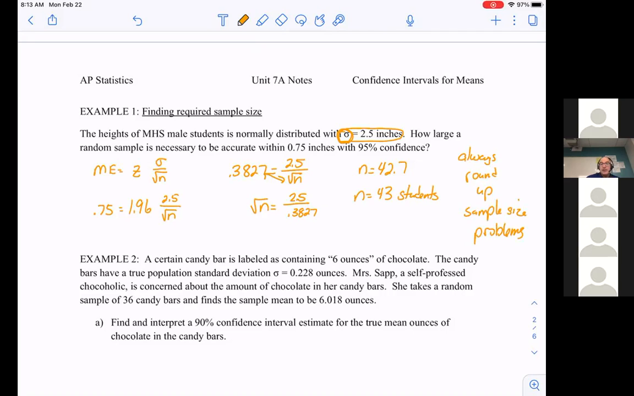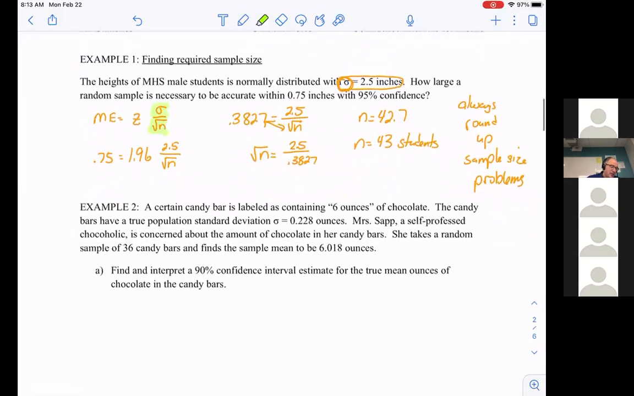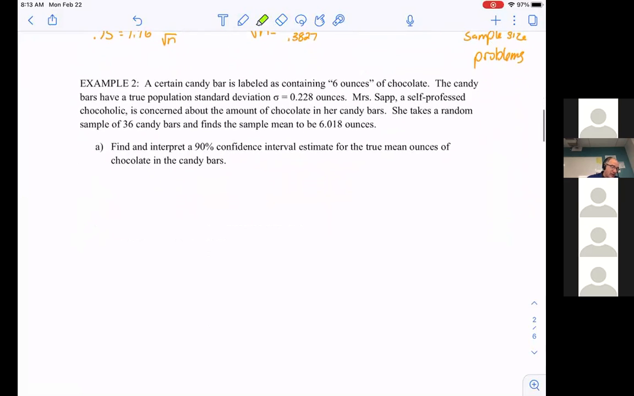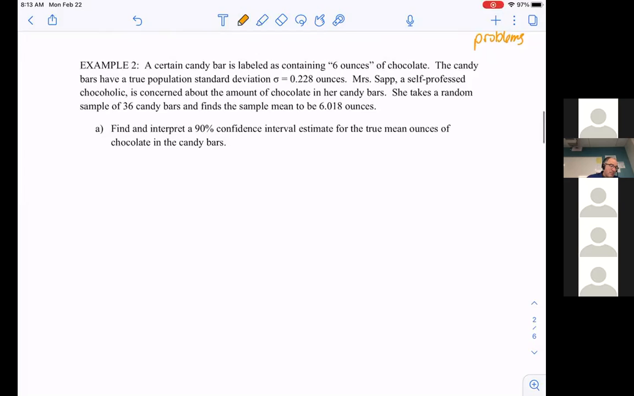Okay, so again, this is not a new skill at all. We did this already. The only difference is we are going to use a different formula for the standard error. We're not doing a proportion anymore. We're doing a mean. That's, again, the only difference.